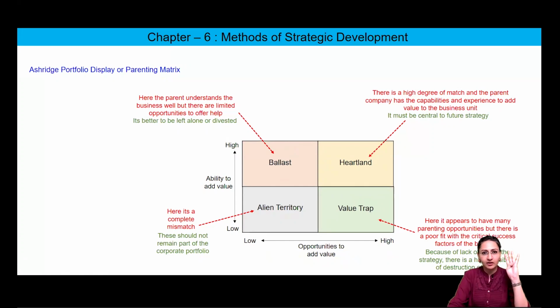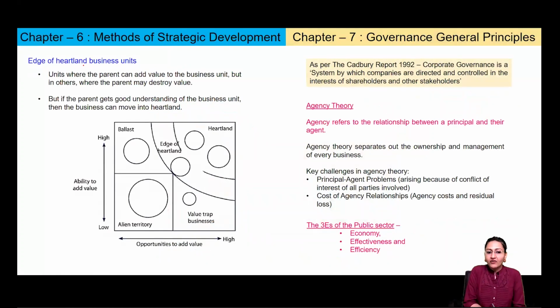So what 4 terms we saw here? Alien territory, value trap, ballast, and heartland. On the basis of, do we have an opportunity to add value as a parent company? Do we have the ability to add value as a parent company? Then comes edge of heartland business units. That means the business units who are on the edge of entering into heartland. If the parent company focuses on them, takes them in the right direction, then these business units can actually enter into heartland. This is the edge of heartland. They are here on the edge.